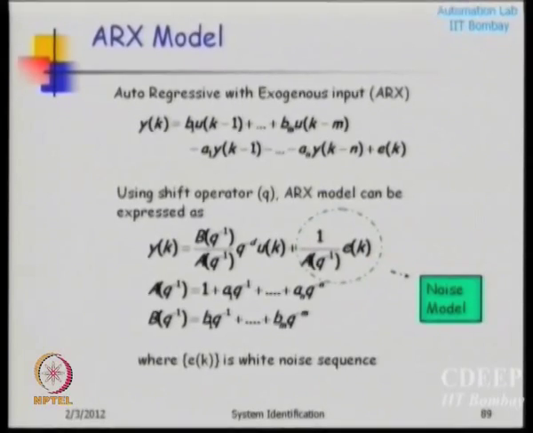I have just taken the q transform and then written it as a transfer function. For y(k), what is this part? This is my G_u. This is my model for noise. Earlier I had written v(k) here. Now I am writing 1 upon A, where A is the polynomial that you got from here, into e(k). So this quantity, 1 upon A(q) into e(k), is actually my noise model. I have modeled the noise as a transfer function which is driven by white noise. Do you see this?